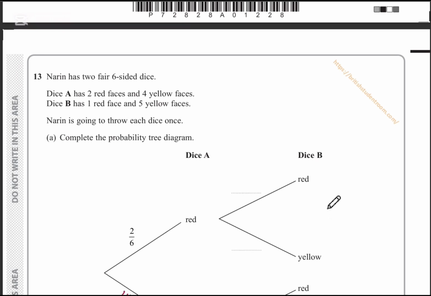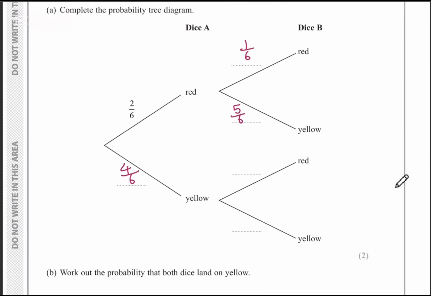Alright. In dice B, we have 1 red face and 5 yellow. Out of the 6, only 1 is red. So I'll be putting 1 over 6. And how many yellow? I have 5 over 6. Same thing in these two branches. 1 over 6 and 5 over 6. Hope you understood that. Easy 2 marks.